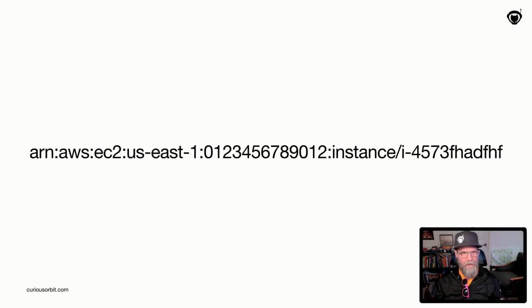So this is what an ARN is. It's a unique identifier for resources in AWS, and it's going to be an important part of building out those policy documents and practicing this concept of least privilege. You're going to use these.